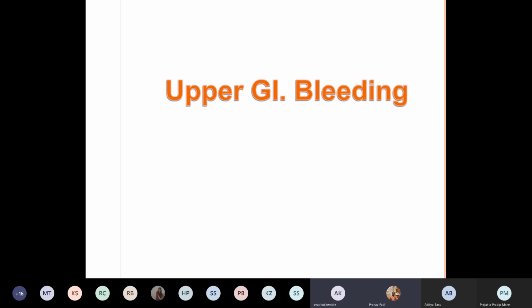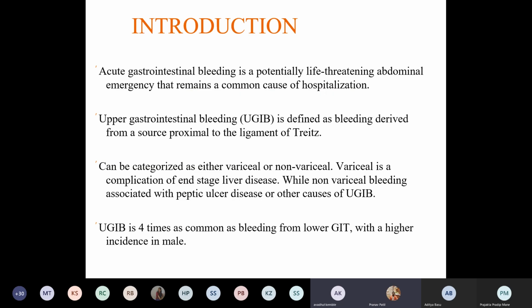An upper GI bleed is one of the most life-threatening conditions, and it is an abdominal emergency. It remains one of the commonest causes of hospitalization. Now, upper gastrointestinal bleeding is defined as bleeding derived from a source proximal to the ligament of Treitz.